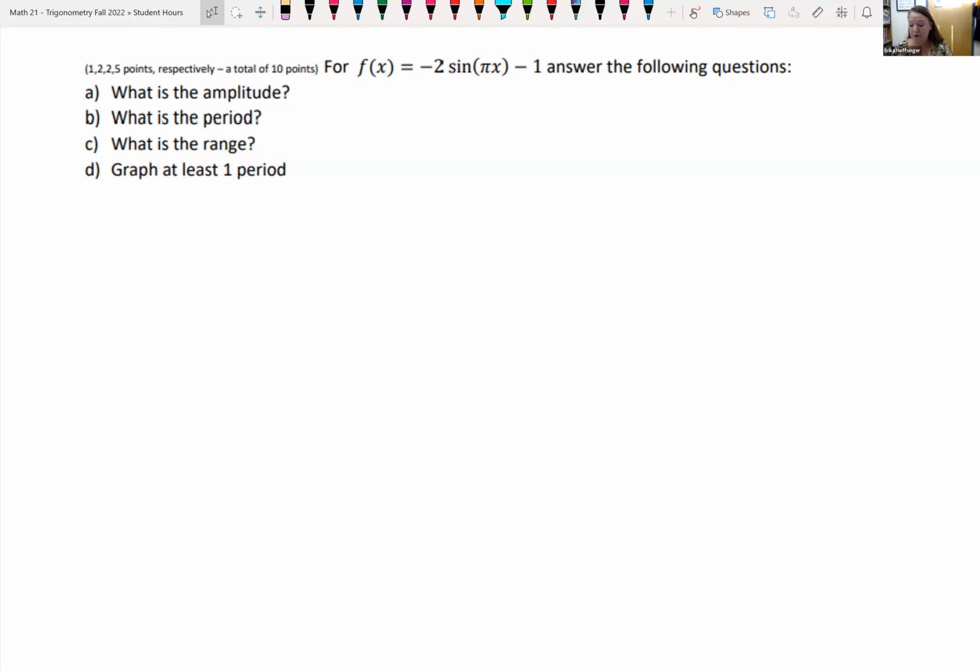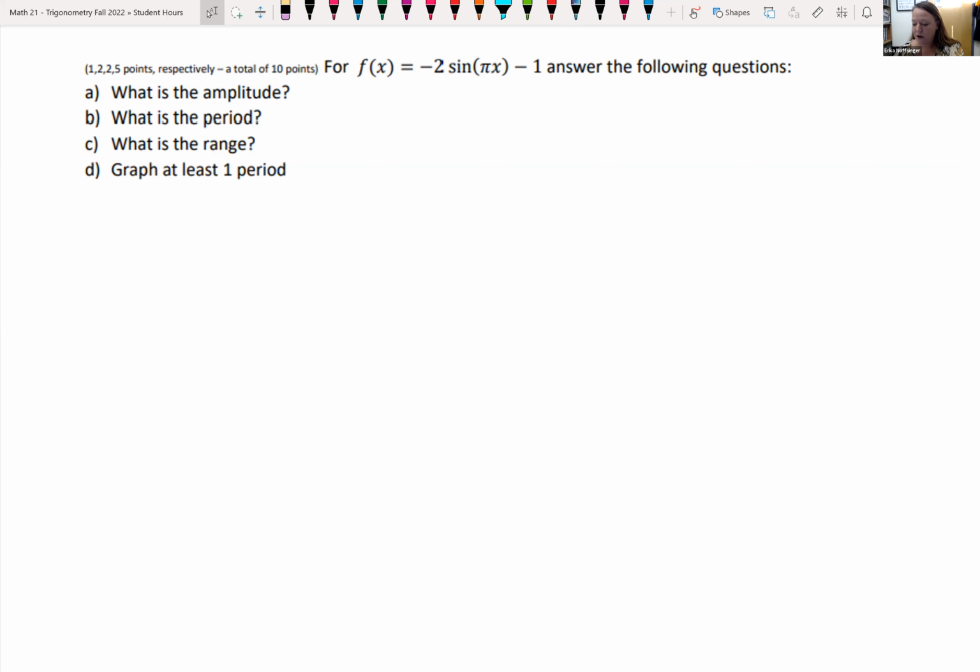You guys should be able to graph your trigonometric functions. You should be able to figure out what the amplitude is if the function has an amplitude. Only sine theta and cosine theta have amplitude. You should be able to figure out the period of your graph, the range, and you should be able to graph at least one period.